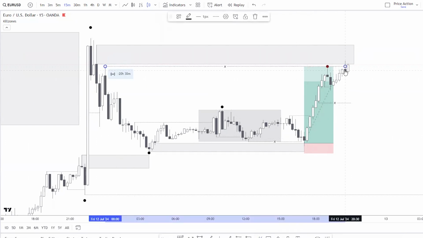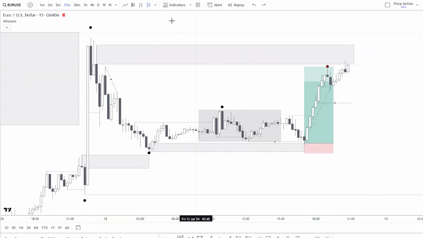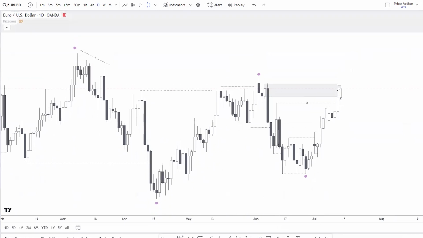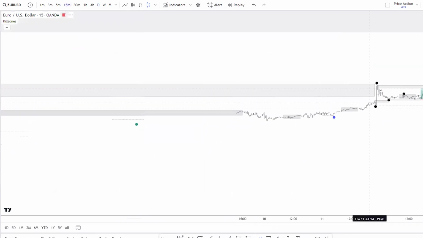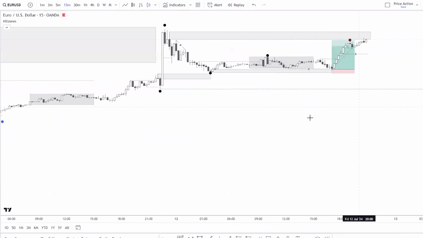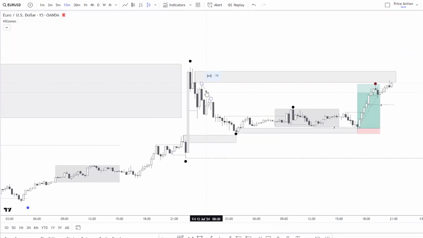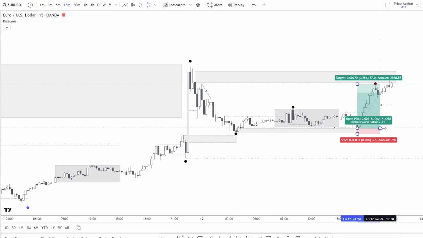Okay. Why am I making that target? Remember what the daily is doing. The daily has taken internal range liquidity here and mitigated a POI here. So it might start going down. So because of that, our M15 range will be targeting the M15 liquidity, which is this one. That's why target is there.